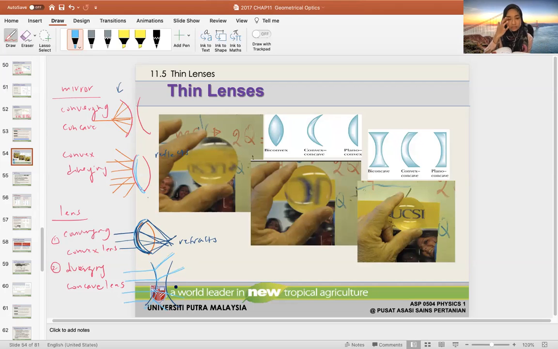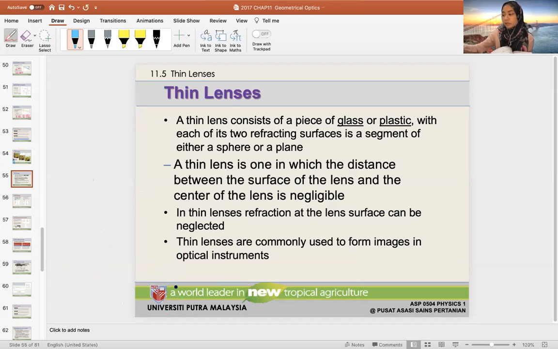Okay, so that's just a tip that I use to remember for myself. If that does not work for you, please find your own method to memorize this. Doesn't matter how you do this. You don't have to follow me. Everyone learns differently. Okay, so a thin lens consists of a piece of glass or plastic or whatever that is transparent, with each of its two refracting surfaces being a segment of a sphere or a plane. Don't have to memorize that. A thin lens refracts at the lens surface. No need to read this. Let's go on.